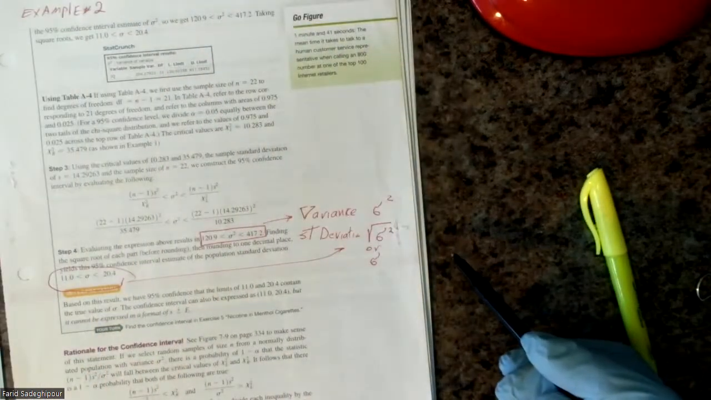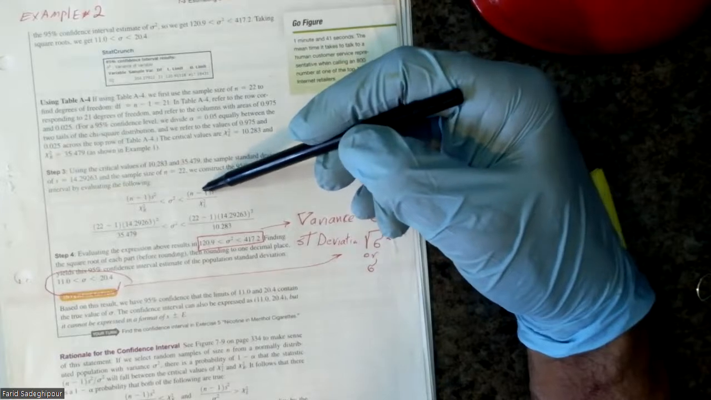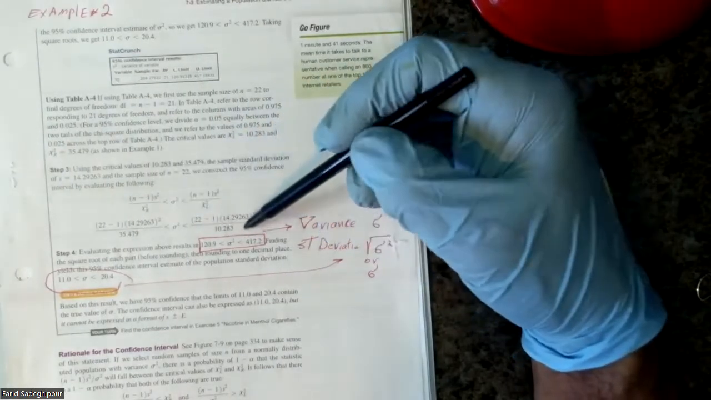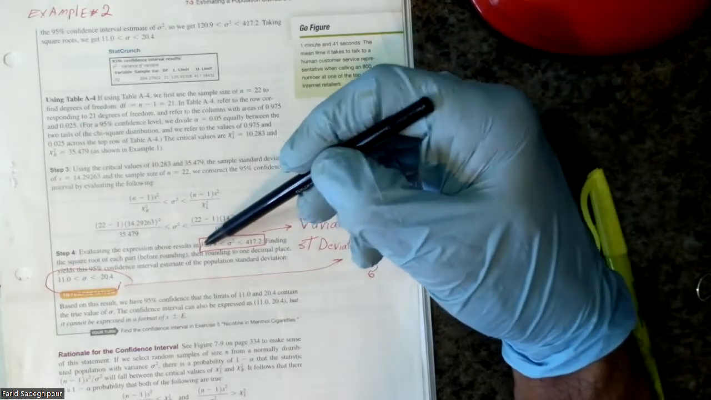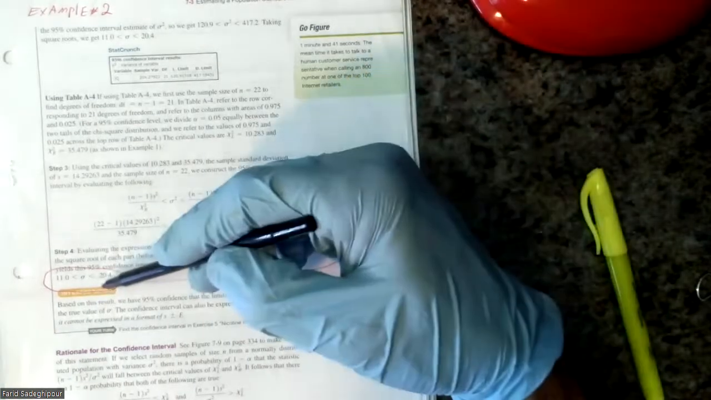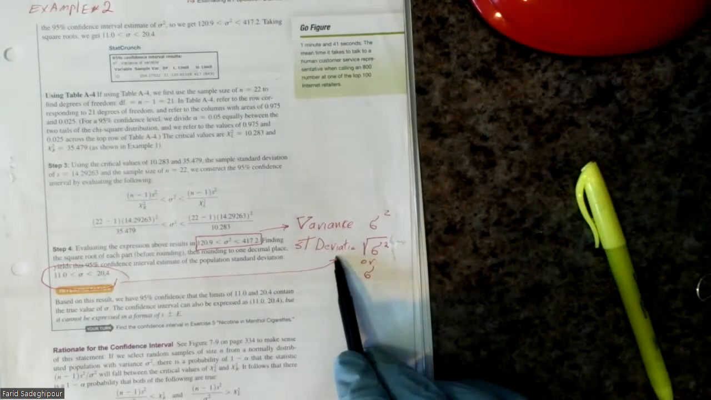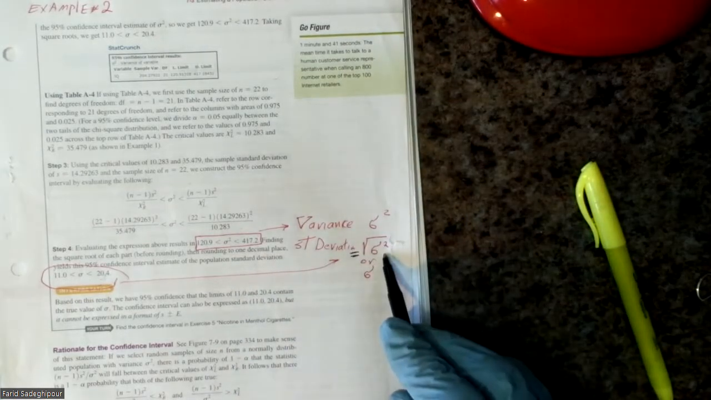Like on this problem, n is given, s is given. We have to find x2L and x2R. When you calculate those two, then we plug it into this formula. That gives you the variance. This is the variance. Now, if I take a square root of these two numbers, that would be a standard deviation. So a standard deviation is equal to a square root of variance.